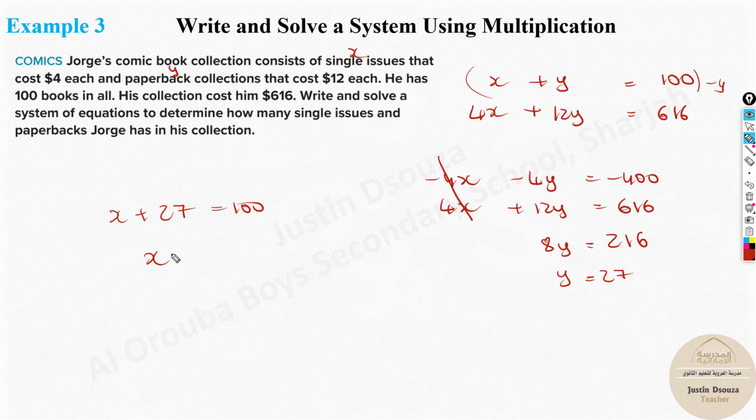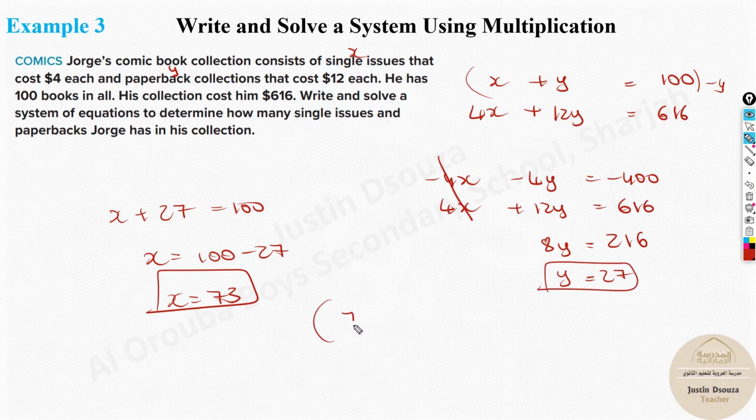Take this 27 to the other side. X equals 100 minus 27. That will be x is equal to 73. So this is the solution set, I mean the x value and the y value. So y is 27. So the solution set would be 73, 27.